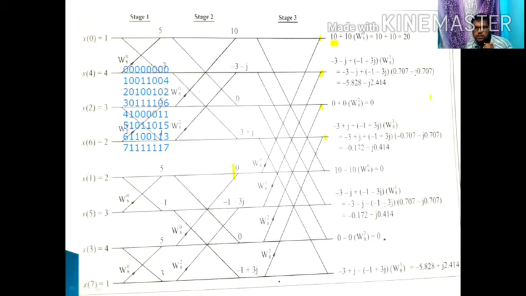Okay, consider the negative line. First, in this part it receives the signal 10, so I put here 10. Next, 0 into W8 power 0. But once it crosses the limit, it becomes minus, so I put here minus. So 10 minus 10 into W8 power 0 equals 0.